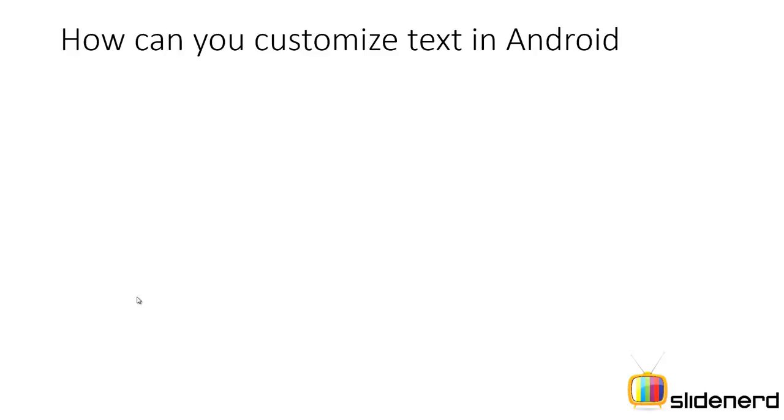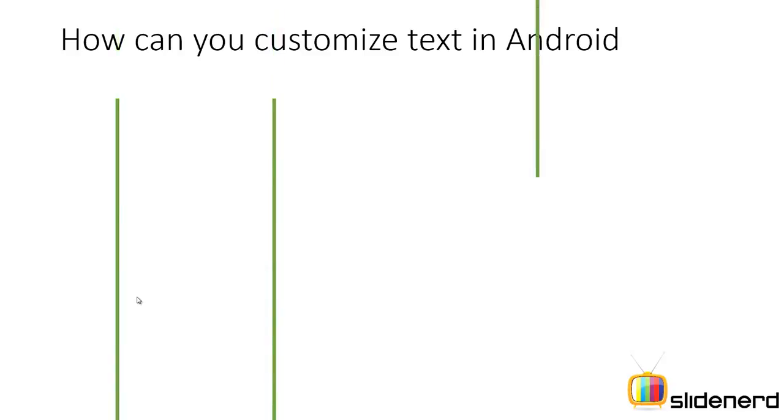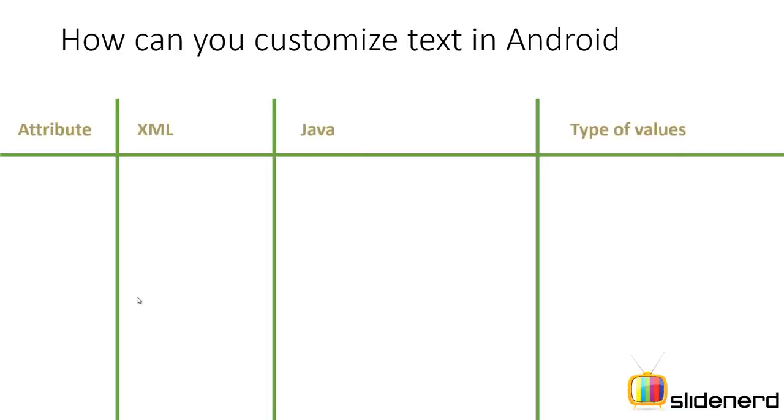So here I'm going to show you a table that contains certain attributes that can customize your text. Let's see what those attributes are. For each attribute there's an XML equivalent and a Java equivalent. For example, you have string over here. You can use the Android text attribute in XML to customize the value of that string, right? And in Java you have setText, which simply takes a string input and you can set the value for the text view or edit text or button or whatever, right? And then you have the value, which can be any valid string as per Java syntax.